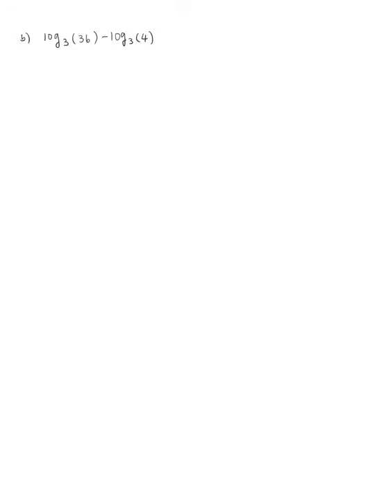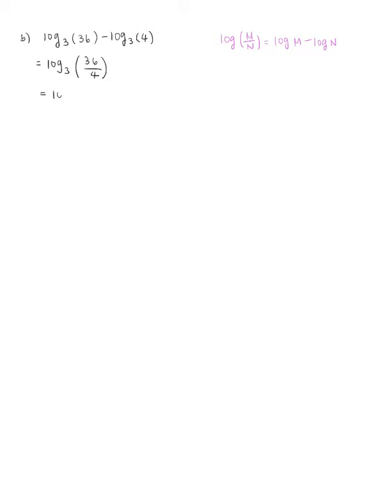Alright, now let's try something like this. Log base 3 of 36 minus log base 3 of 4. So let me just write down the property again. Log of m over n is log of m minus log of n. So what we're going to do is condense this into one log, we're going to have to use that quotient property. So here you're going to get log base 3 of 36 over 4.